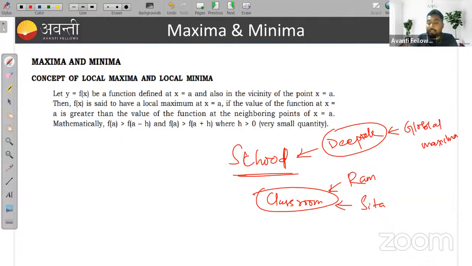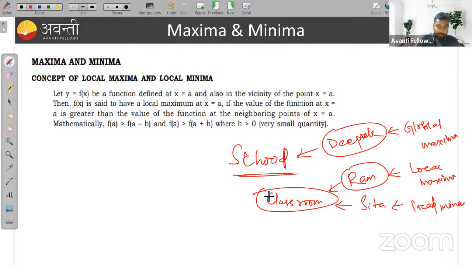Global maxima, and this Ram is the tallest one in your classroom, not in your school. That's why Ram is called local maxima. He is the tallest one in your locality, local maxima. And Sita in girls, Sita is the local minima. Okay. So there can be more local minima and more local maxima, right. So this is my concept. This is a concept to understand what is local maxima and what is local minima, right.